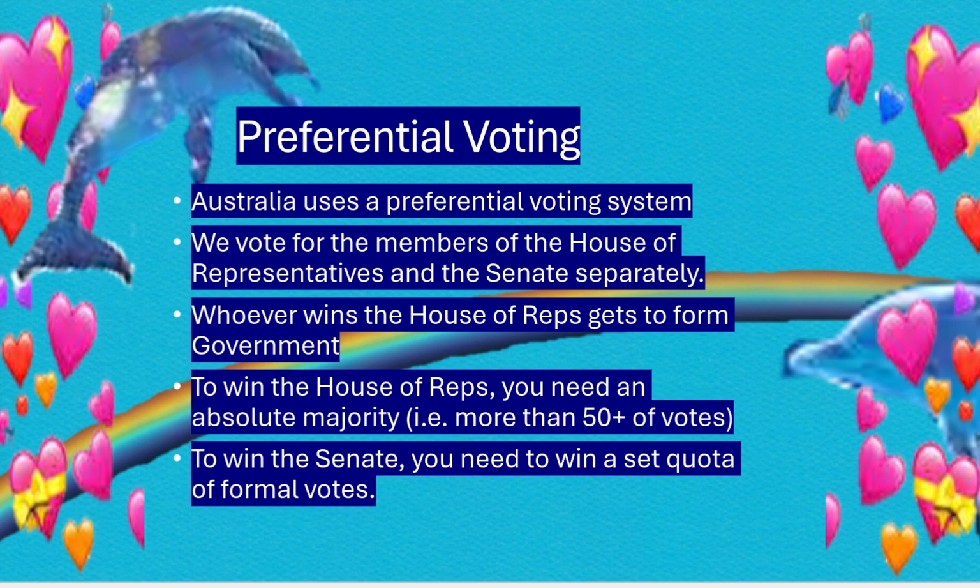To win in the Senate, you generally need to win a set quota of votes, of formal votes, not informal votes. Because if it's an informal vote, you could just write like, I like dim sims or some nonsense like that, and it just doesn't count.